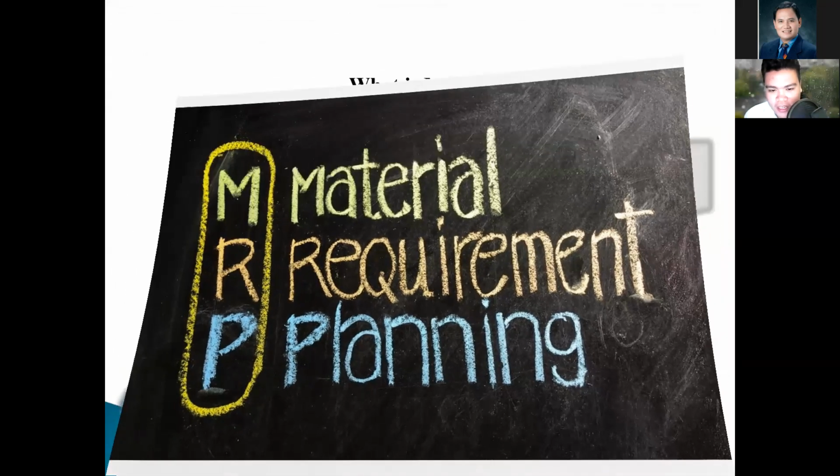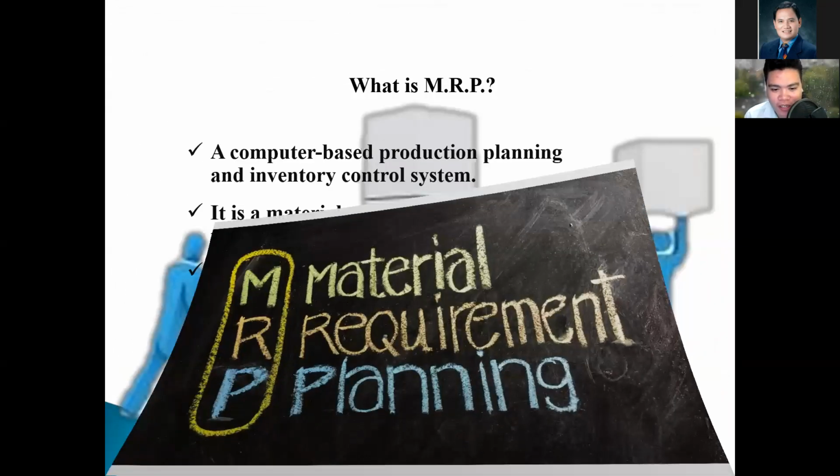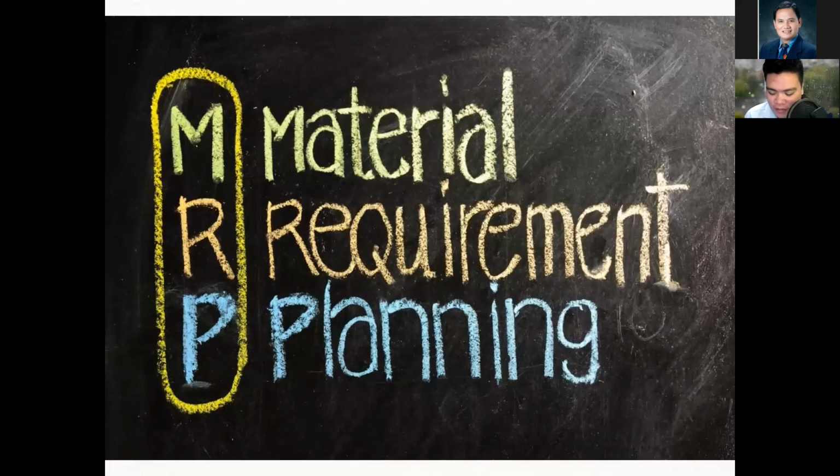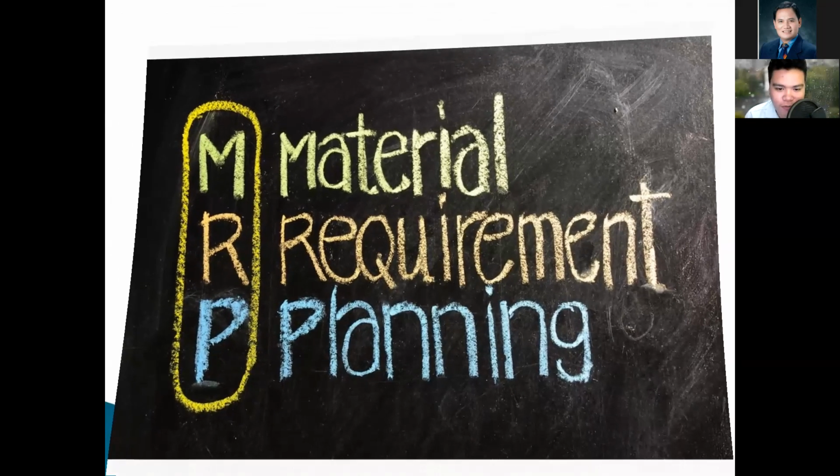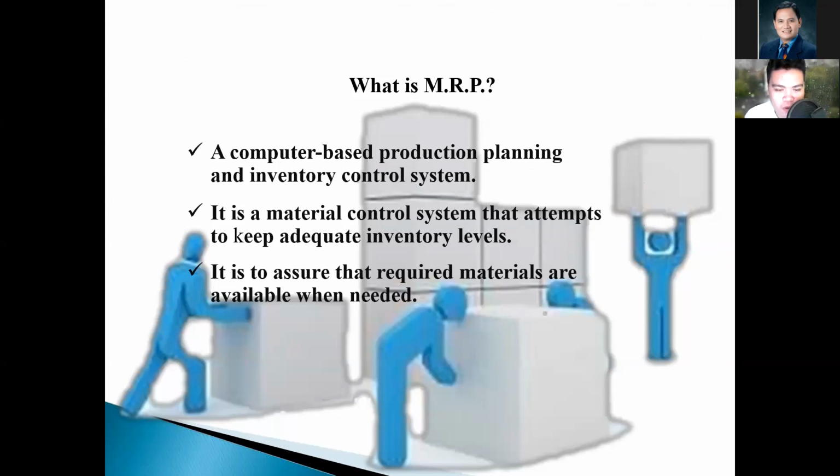MRP stands for Material Requirement Planning, and the first question we want to know is what is the purpose of MRP, or what is actually MRP? Well, MRP is a computer-based production planning and inventory control system. Basically, it's a system that helps production to have an overview on inventory levels, the production capacity, and what are the market demands.